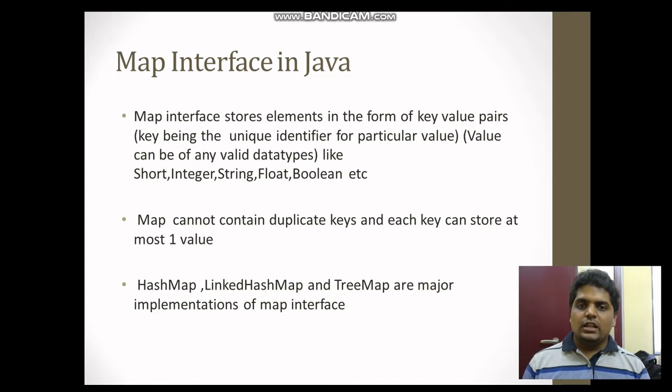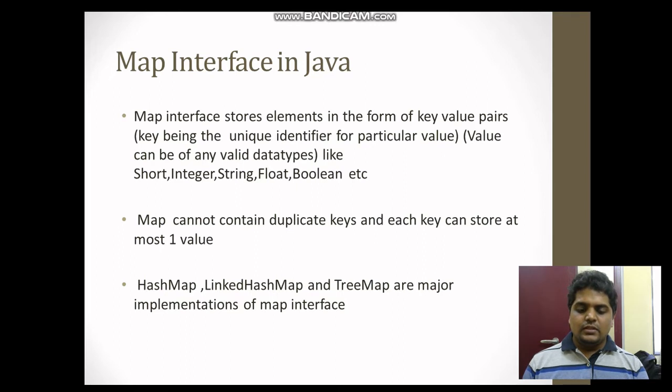Map interface stores elements in the form of key-value pairs. The key is the unique identifier for the particular value. The value can be of any valid data type like short, integer, float, boolean, etc. The specialty of Map is that it cannot contain duplicate keys, and each key can store at most one value. So only one key is associated with one value, and vice versa. You need to consider that. Besides that, we have HashMap, LinkedHashMap, and TreeMap as major implementations of the Map interface.